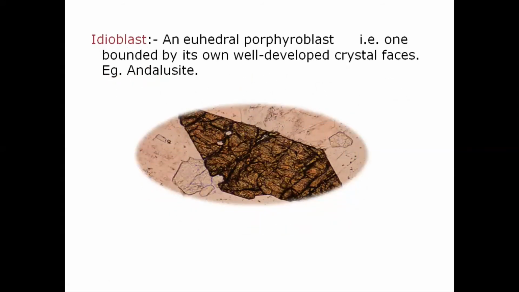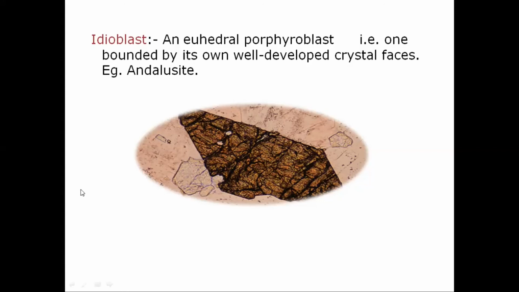Then comes the idioblast. Idioblast is where you can see very clear crystal surfaces, and it's called idioblastic texture, or idioblastic porphyroblast, or euhedral porphyroblast. It's just the terminology, so don't confuse yourself with these terms. They are very easy. As I said, blasto or blastic means anything that is related to metamorphism. The idea is just to differentiate between metamorphic textures and igneous textures.